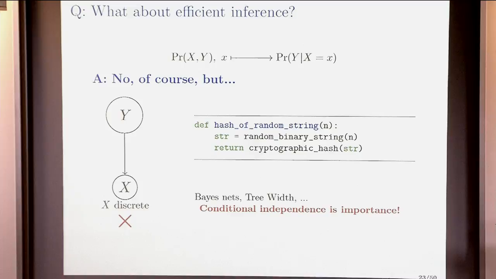What about doing this operation efficiently? Well, of course, it's not even computable in general, but say if I restrict myself to the discrete case, it's certainly not efficient. We all know that. But there are structures. I'm not going to go down this because I don't have time. There's structure in distributions which gives us some leverage, like conditional independence.